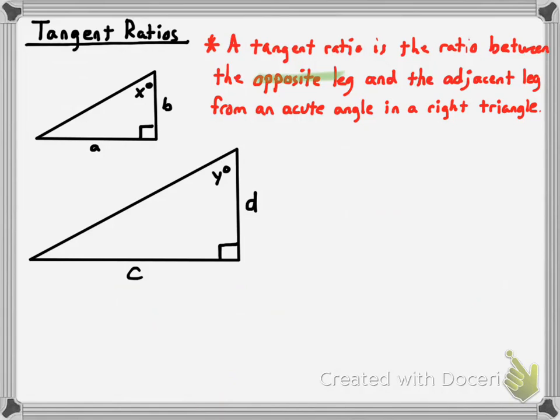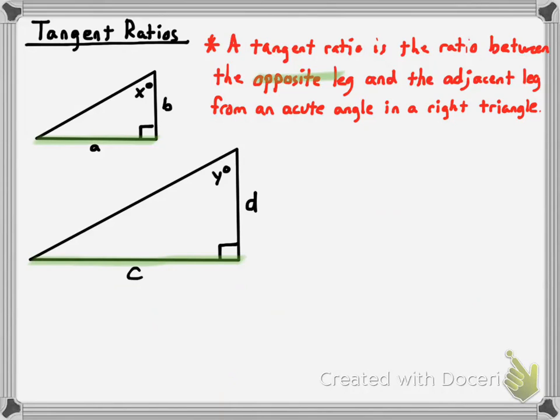Now, that would mean that this would be the opposite leg from angle X. You can see this side of the triangle does not touch that angle, so they're opposite from one another. And in the bottom triangle, the opposite leg from angle Y would be in the corresponding position, right? So those are the opposite legs.